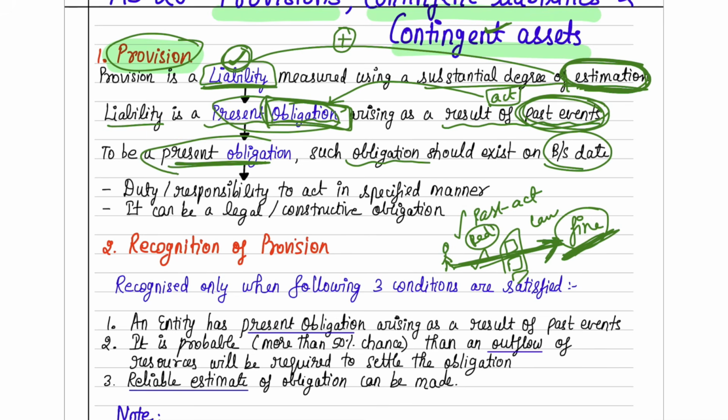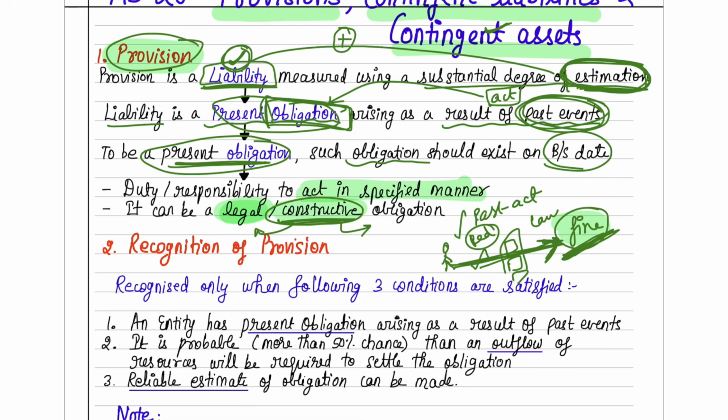Now how has this present obligation arisen? It is because you have acted in a specified manner, and because legally you were bound to pay a fine, you are going to pay a fine. The obligation can be a legal obligation and also a constructive obligation. Constructive obligation means there is a particular history or past trend due to which this obligation arises. It is not written in the law. So other than law, if you're doing something, that counts as your constructive obligation.